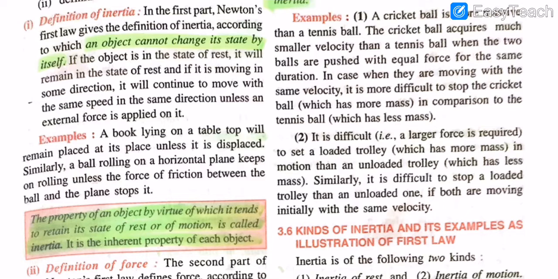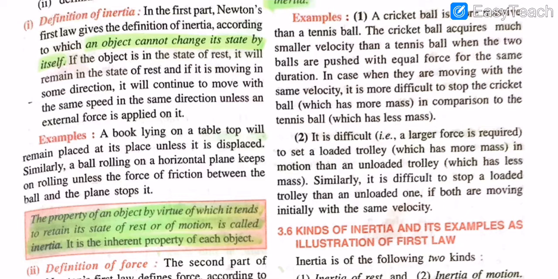Then this was the first half. What about the second half? That is the definition of force. The second part of Newton's first law defines force, according to which force is that external cause which can move a stationary object or which can change the state of motion of a moving object.